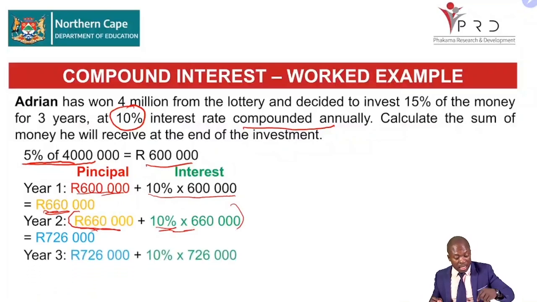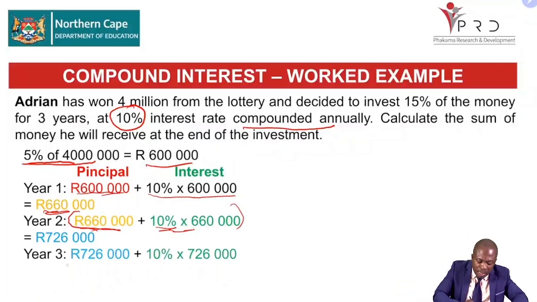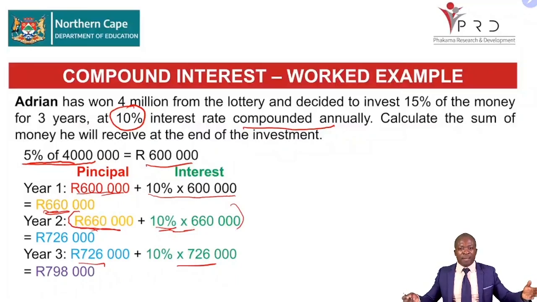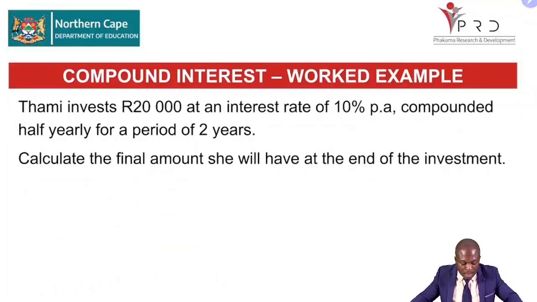So now we are going to year 3. We use the same approach. Can you see 726,000 is already on your calculator? So you start from there. You just say 726,000 plus 10 over 100 times 726,000. You press and get your answer. Then we are going to get 798,000. Thank you.